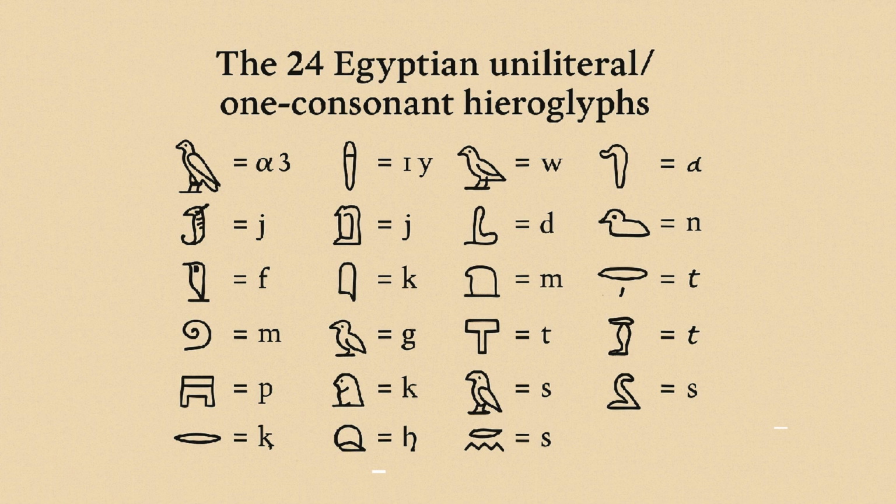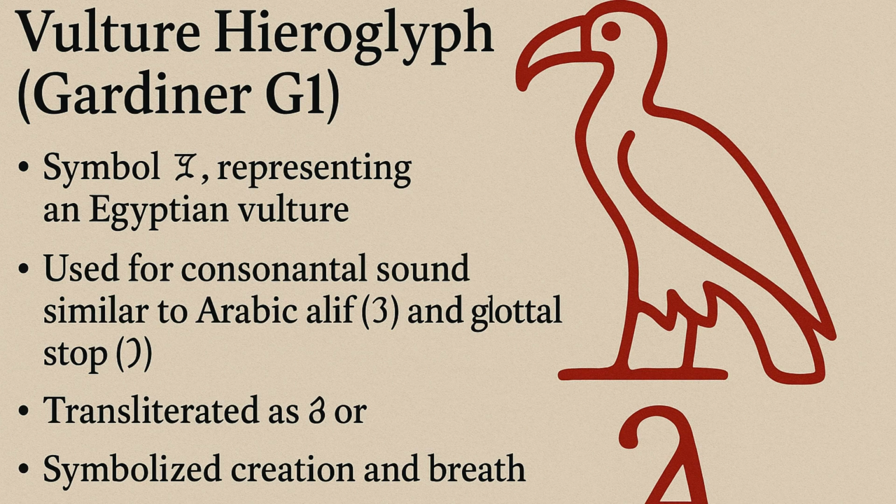Well, without further ado, let's delve into the transliteration of the consonants, the one-sign ones. So here are the 24 Egyptian uniliteral, or one-consonant, hieroglyphs, each with its Gardiner code, symbol, name, sound, and transliteration. 1. Vulture hieroglyph, Gardiner G1.